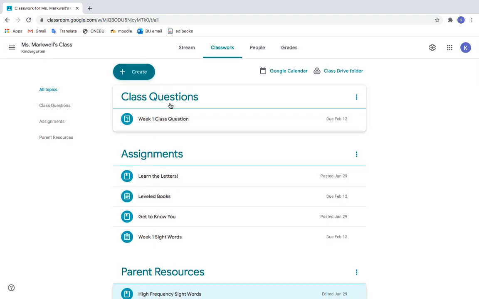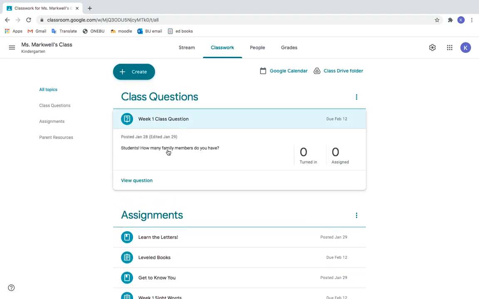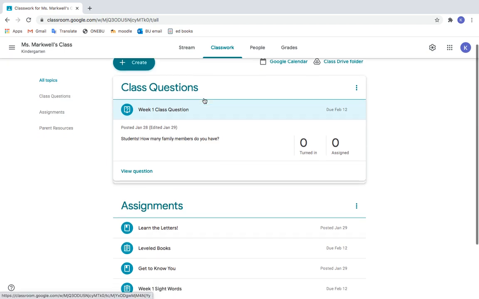And hopping up to class questions, I just wanted to have a weekly class question where students could answer this question, read their classmates' answers, and just get to know each other and play into that classroom community. So the first question I have is how many family members do you have? And students would just answer this question and they could just see each other's answers.